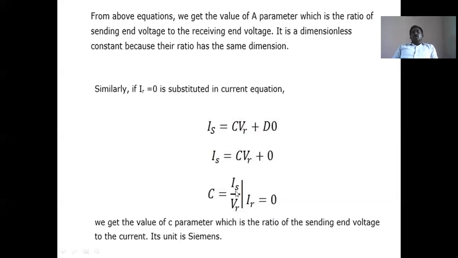That means C is the ratio of sending end current to the receiving end voltage, which is not a dimensionless quantity. It has dimensions, because the unit of Is is amperes and of voltage is volts: ampere per volt, simply mhos or Siemens. The units are Siemens. And in the next case, ABCD parameters for short circuit.